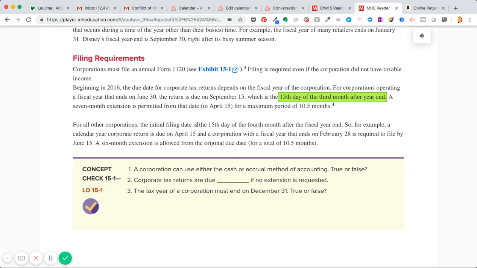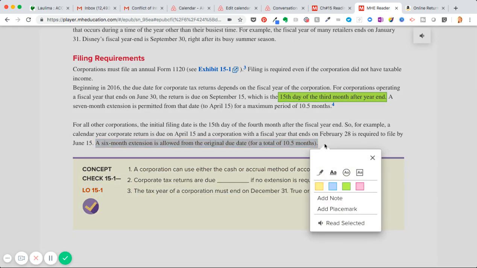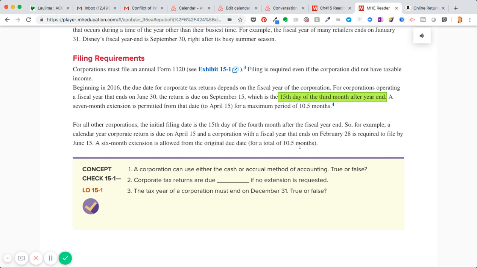Otherwise, it's due April 15th, and then they can file a 6-month standard extension for a total of 10.5 months. That's adding in that 4 months, 15 days as well. So corporate tax returns are due when, if no extension is requested? April 15th. When were partnership returns due? They were due March 15th.